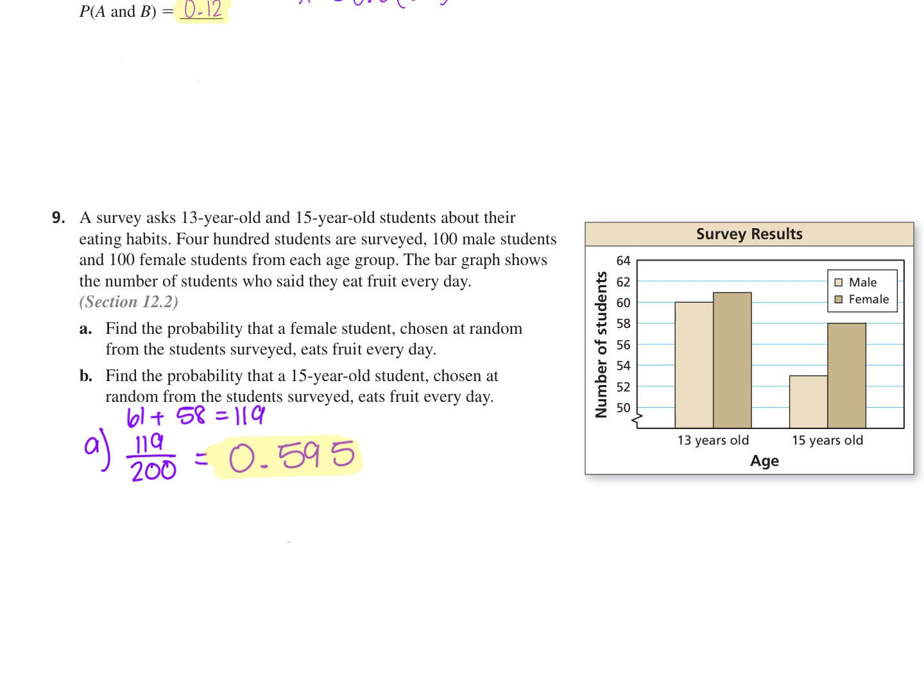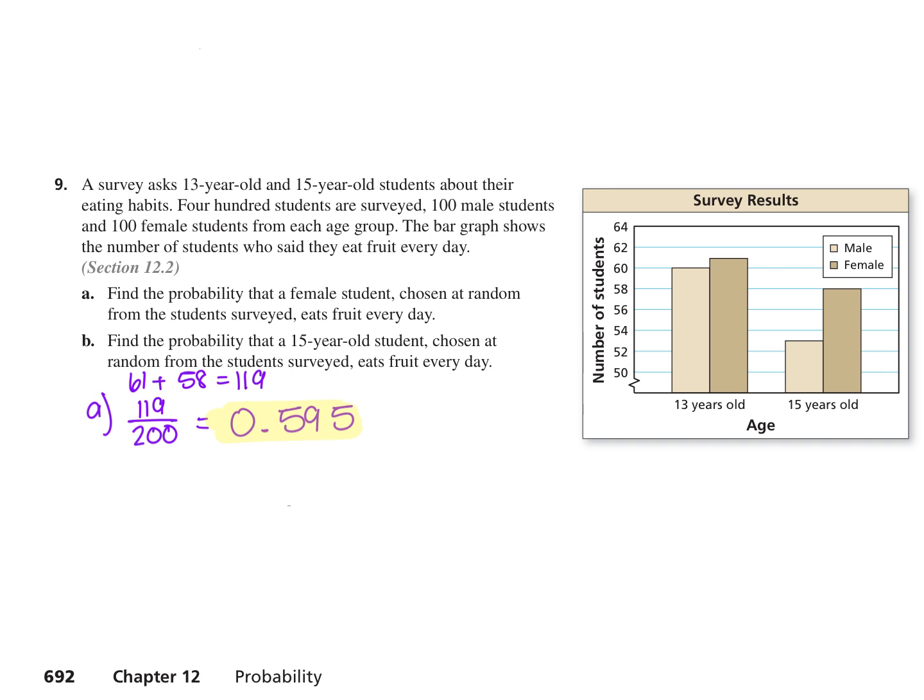Looking at my next question, it says find the probability that a 15-year-old student chosen at random from the student survey eats fruit every day. So now I'm specifically looking at my 15-year-olds. Keep in mind I have 100 males and 100 females, so I'm still going to have a total of 200. But now I need to determine how many 15-years-olds eat fruit. I'm going to have 53 for my males, plus my females, which is 58. Adding those, you're going to get 111, and then same thing as we did for the previous question, just divide it. It will specify on your quiz what to round to.